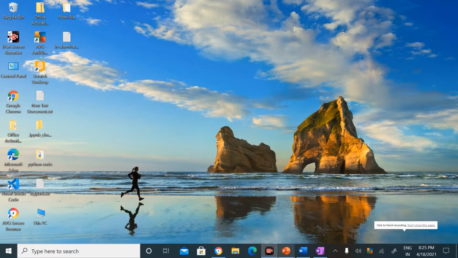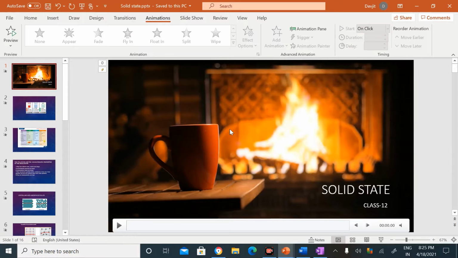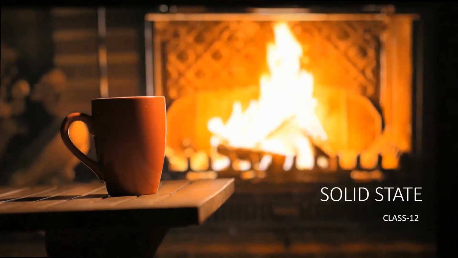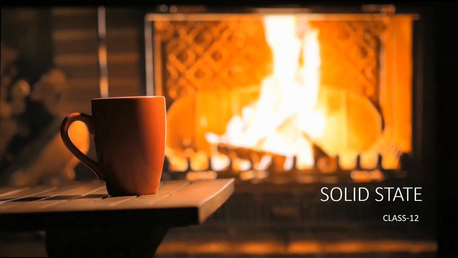Hello my dear students, today I am going to start the third lecture of CBSE class 12 chemistry, first chapter, that is solid state. So let's just begin it. Let's have a revision of what we have done in the last two classes and lectures. Then after that I will start the new topic of today.